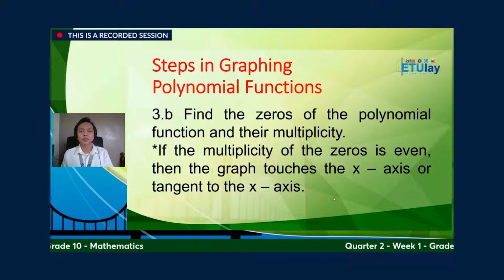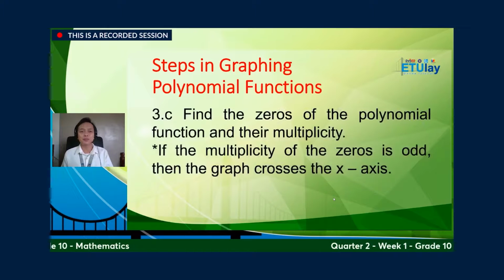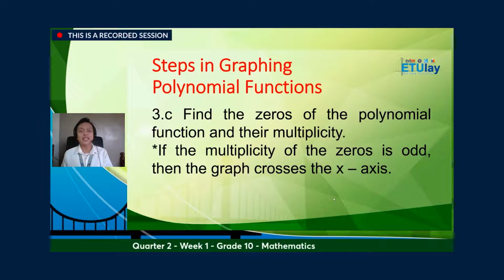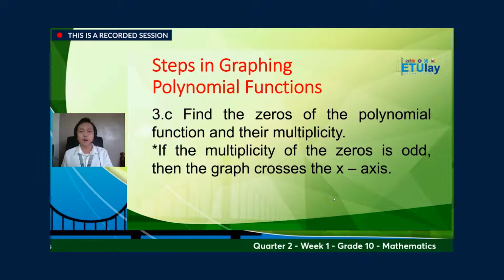3.b. If the multiplicity of the zeros is even, then the graph touches the x-axis or is tangent to the x-axis. 3.c. If the multiplicity of the zeros is odd, then the graph crosses the x-axis. Para mas maunawaan natin yan, we will have an example later on in this part of the episode.